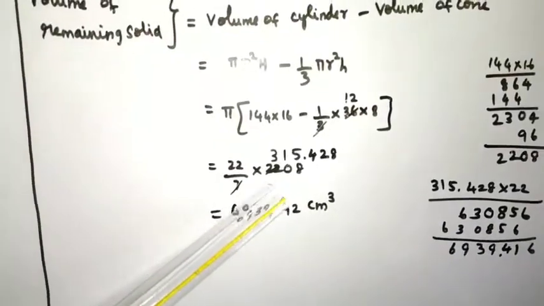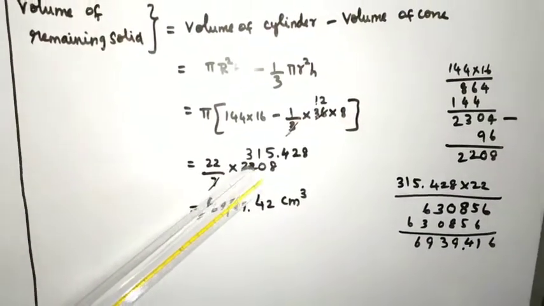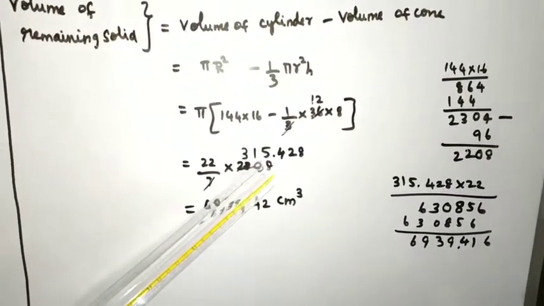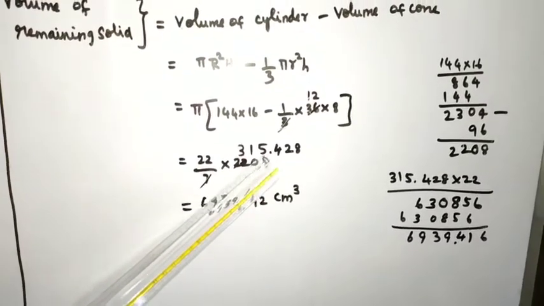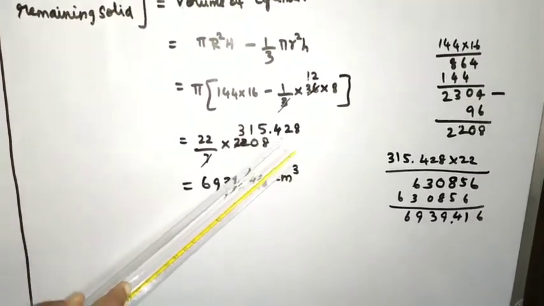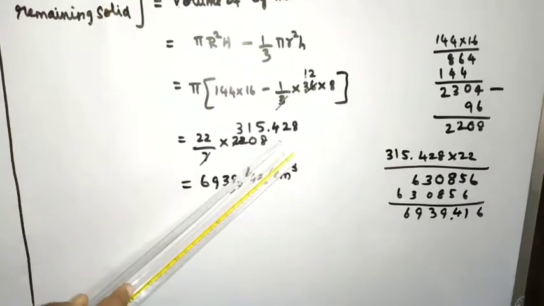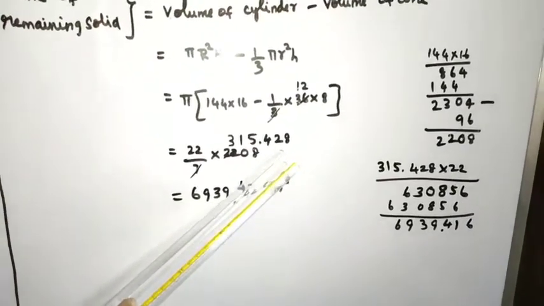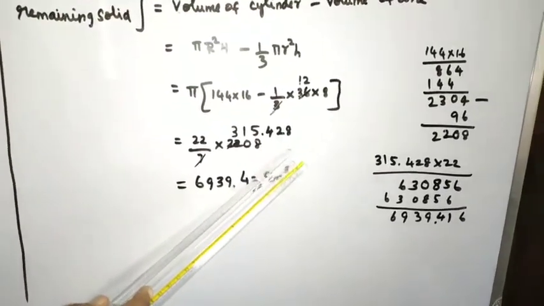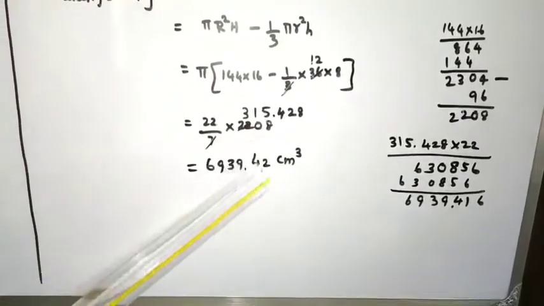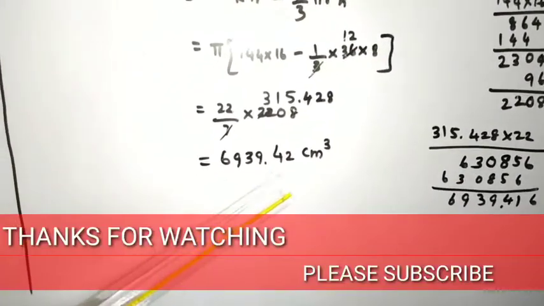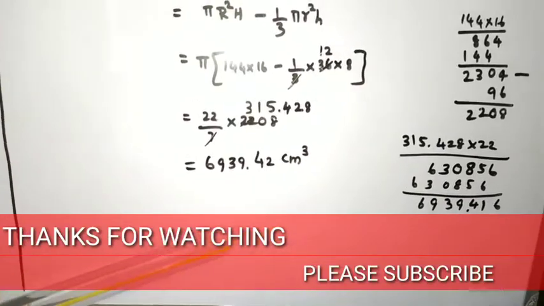So again we cancel with the 7 table: 3 7s are 21, remainder 1. 10 means 1 7 is 7, remainder 3. 38 means 5 7s are 35, remainder 3. 30 means 4 7s are 28, remainder 2. 20 means 2 7s are 14, remainder 6, again 8. If you multiply these two, it is 6939.42 centimeter cube. So this is the book back answer.